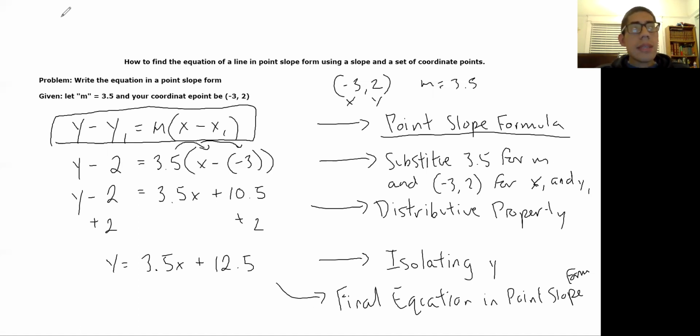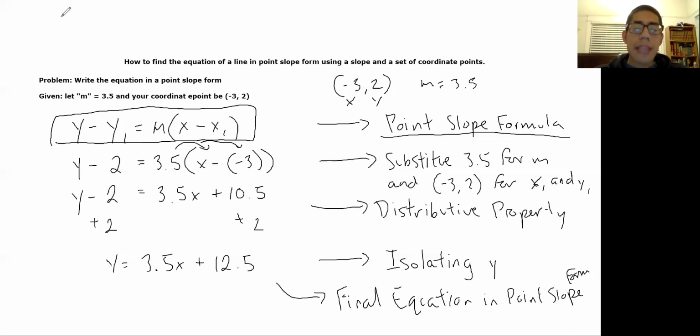The point of this formula is that it is meant for you to be able to build an equation with only two pieces of information, which is one set of coordinate points and your slope, right? That's all it's designed to do. You're supposed to end up with an equation that represents a line, right? And that's it. So how do we do that with 3.5 and -3, comma 2?